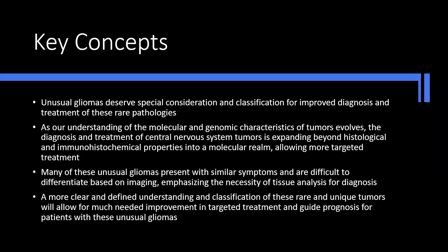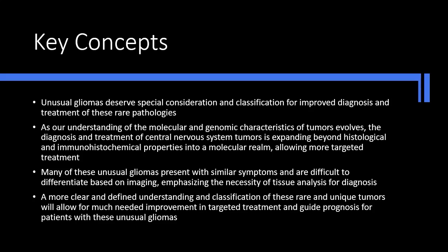Unusual gliomas deserve special consideration and classification for improved diagnosis and treatment of these rare pathologies. As our understanding of the molecular and genomic characteristics of tumors evolves, the diagnosis and treatment of central nervous system tumors is expanding beyond histological and immunohistochemical properties into a molecular realm, allowing more targeted treatment. Many of these unusual gliomas present with similar symptoms and are difficult to differentiate based on imaging, emphasizing the necessity of tissue analysis for diagnosis.